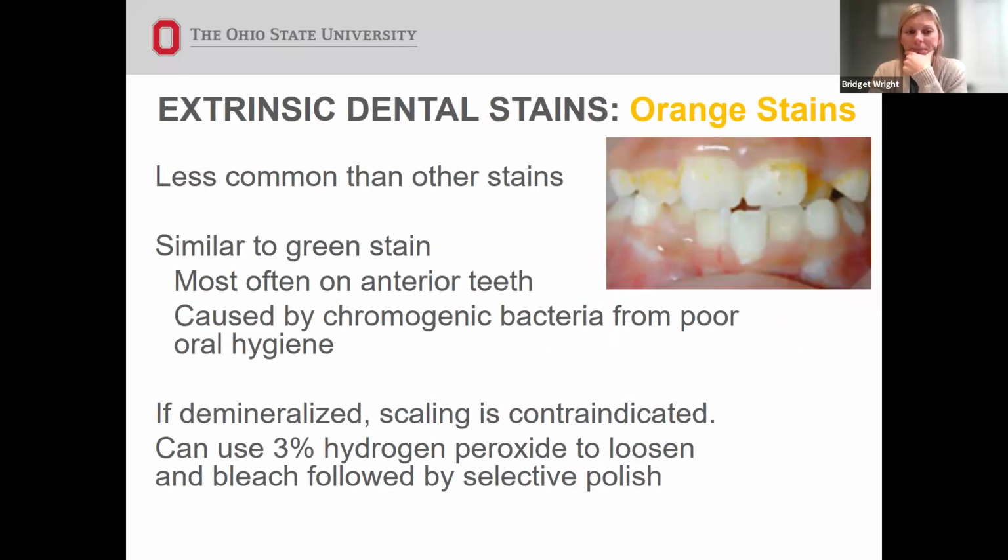Okay, and then another chromogenic stain. These are orange stains. Not as common as some of those other stains that we just talked about, but it is similar to the green stains where it needs light to help grow. So oftentimes you find it in the anterior zones, and it's related to poor oral hygiene. So it's very similar to what we just talked about.